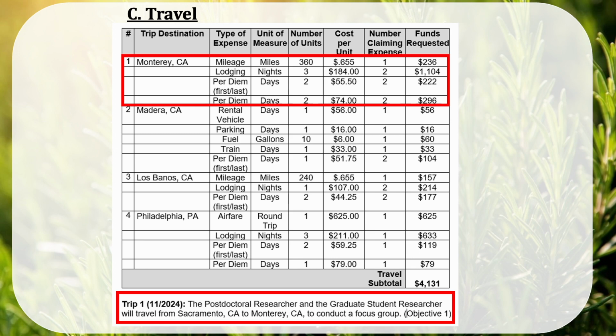2 people will be traveling, so 2 separate hotel rooms are requested, for a total lodging cost of $1,104. The third and fourth expenses requested are for meals. Note that the rate for per diem is different for the first and last day of travel, where only 2 meals can be claimed, versus full travel days, where 100% of the per diem can be claimed.